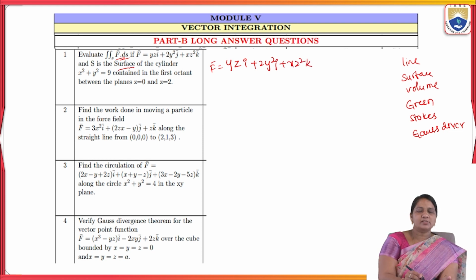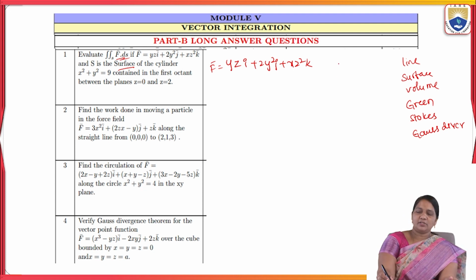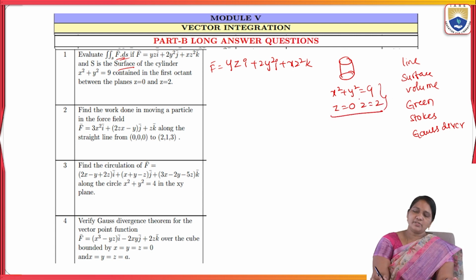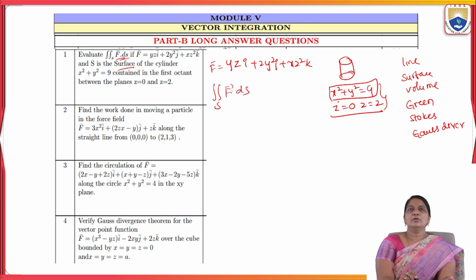The given S is the surface of the cylinder. In the cylinder the circle is x square plus y square equal to 9, and z equal to 0 to z equal to 2. That means we can get the three limits: the z limits and the xy limits from the circle equation. From this we can calculate the double integral over S of F bar dot dS. So here we are going to calculate the surface integral.